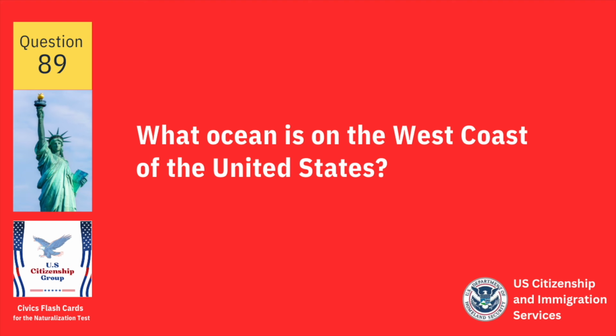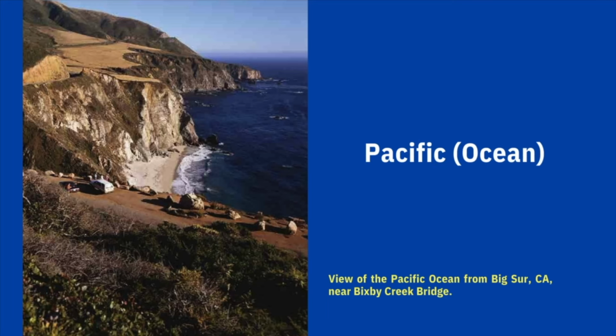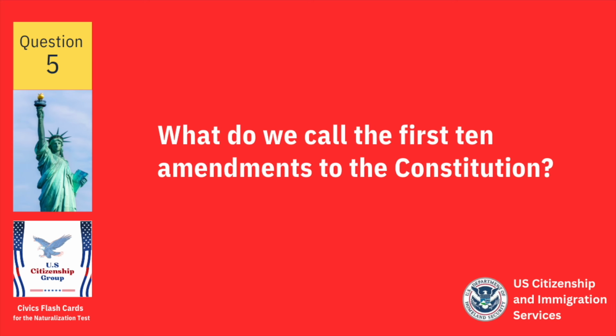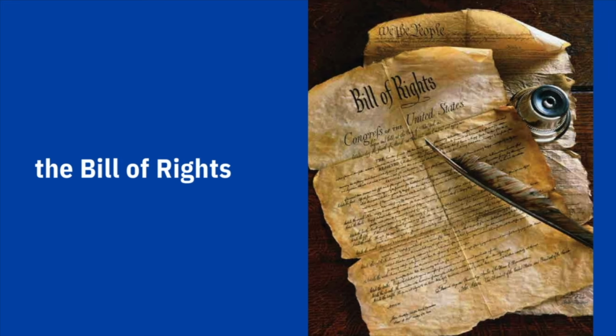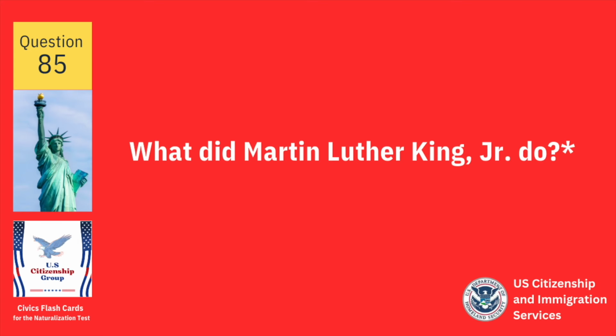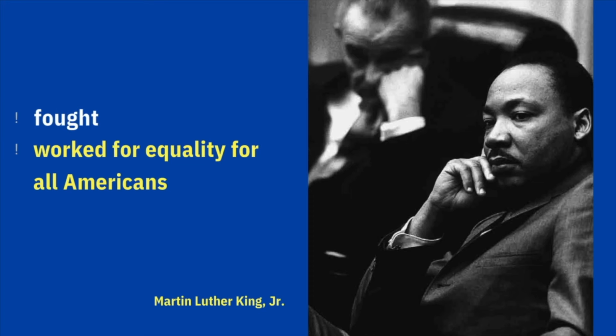What ocean is on the west coast of the United States? Pacific Ocean. What do we call the first 10 amendments to the Constitution? The Bill of Rights. What did Martin Luther King, Jr. do? Fought for civil rights.